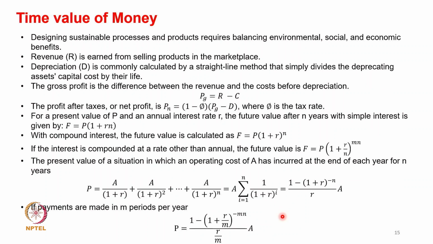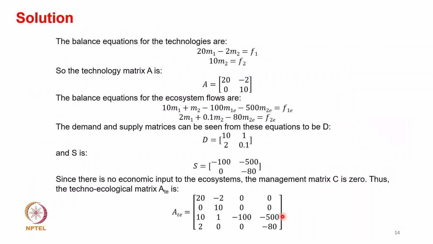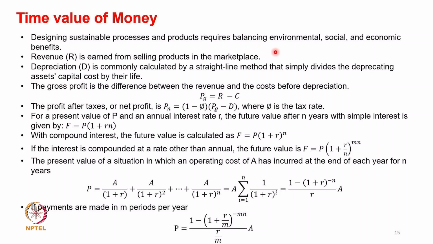So now let's talk about the concept of time value of money. Now that we have to monetize everything, we have computed this in terms of the flow. Now let us calculate everything in terms of the profit, for which we'll have to look at what we call the time value of money, which I think you have also covered a little bit earlier, but this is a recap. Designing sustainable processes and products requires balancing environmental, social and economic benefit. So you have the revenue earned from selling the products, and there would be depreciation for the capital assets, and of course there would be gross profit, which we call PG.